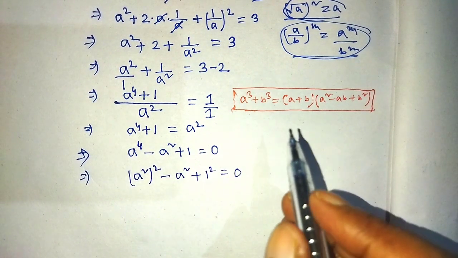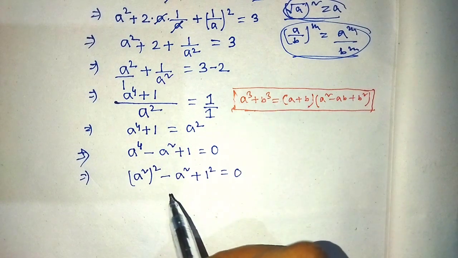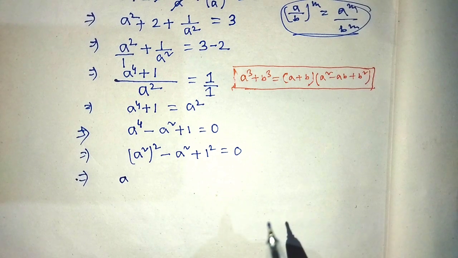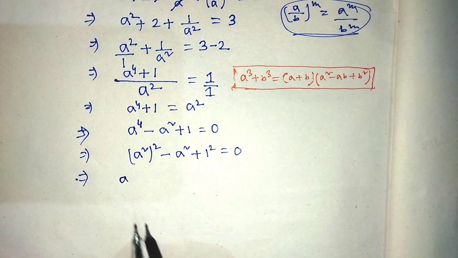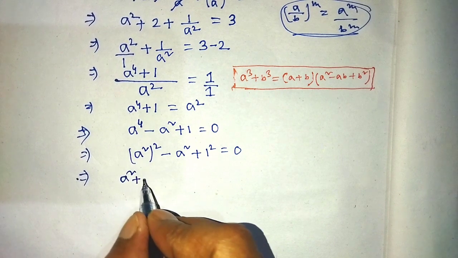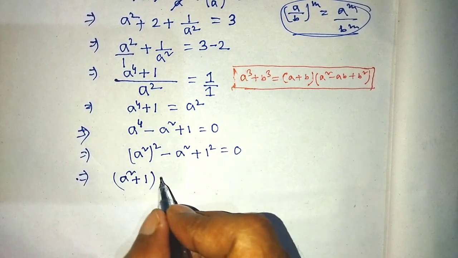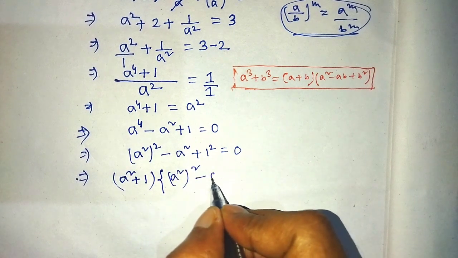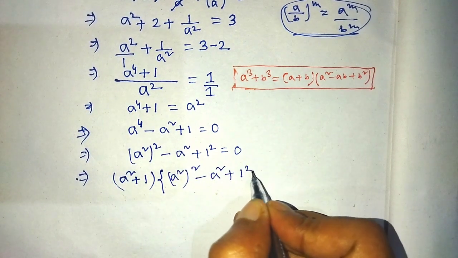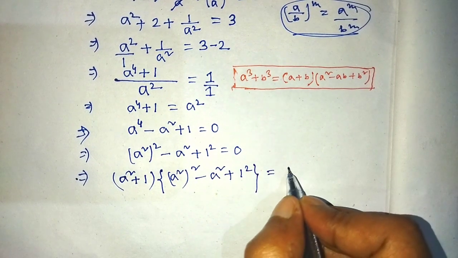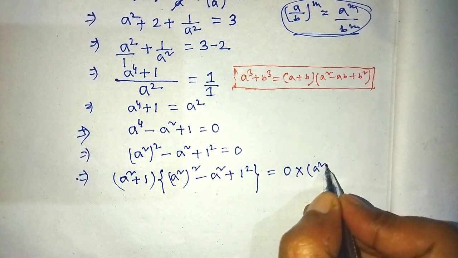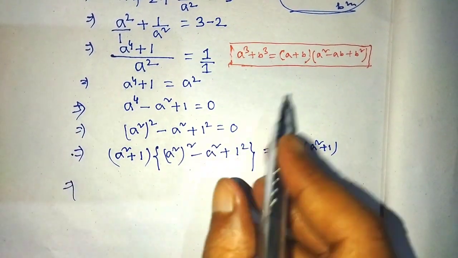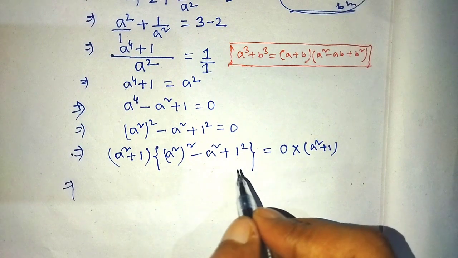So student, to apply this formula on the LHS of this equation, we have to multiply the left hand side and right hand side of this equation by a square plus 1. So we write a square plus 1 into a square whole to the power 2 minus a square plus 1 square is equal to 0 into a square plus 1. After that we can apply this formula on the left hand side of this equation.